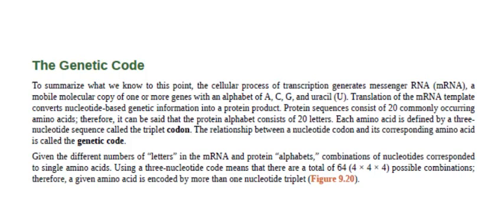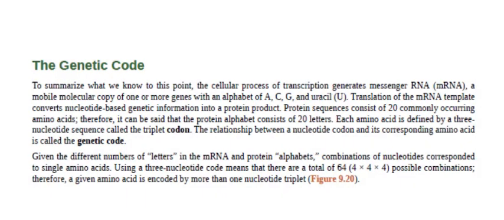Therefore, it can be said that the protein alphabet consists of 20 letters. Each amino acid is defined by a 3-nucleotide sequence called the triplet codon. The relationship between a nucleotide codon and its corresponding amino acid is called the genetic code.